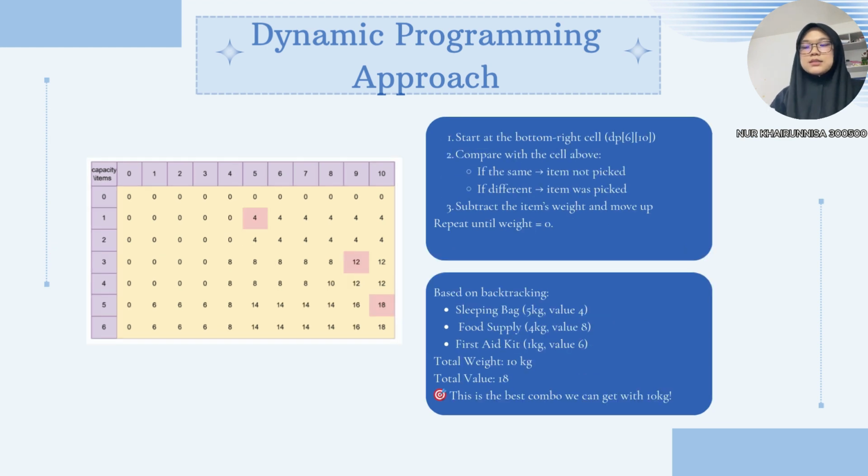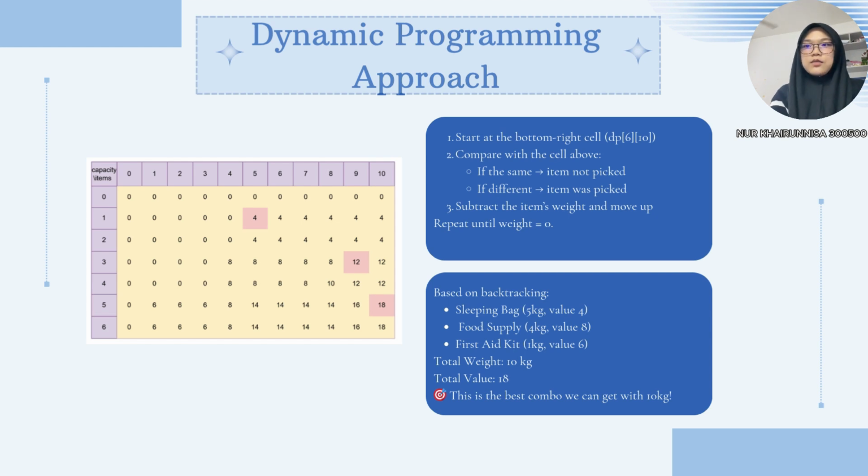Okay, next, this is how we choose the items that we want to put in the bag. We start at the bottom right cell, which is dp[6][10]. Then we compare with the cell above. The value of dp[6][10] is 18. If the value of the cell above is the same, which is 18 and 18, we will not pick the item. But if different, we will pick the item.